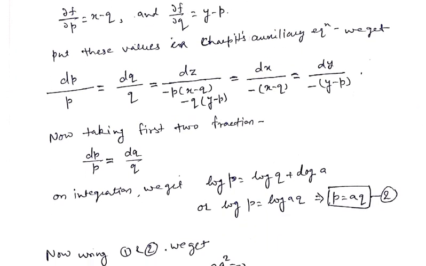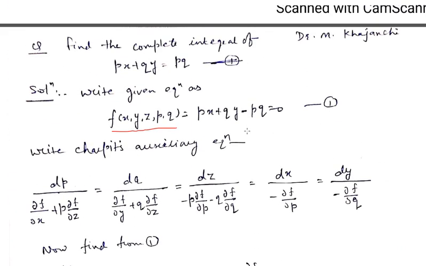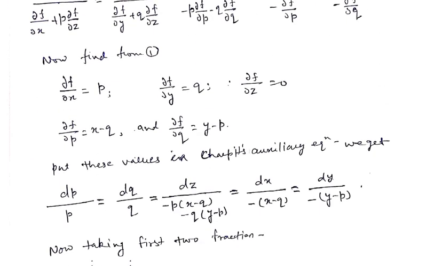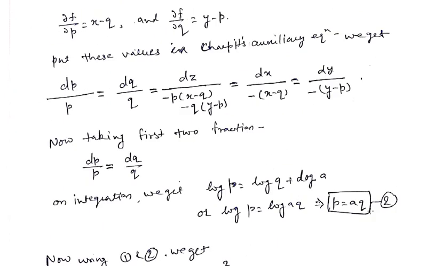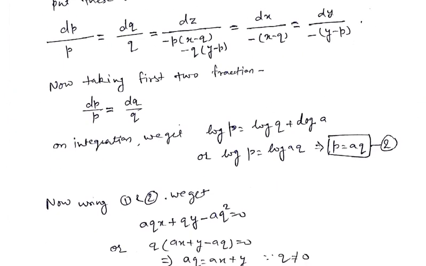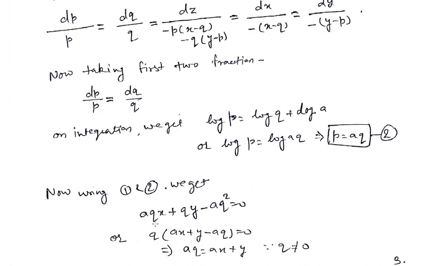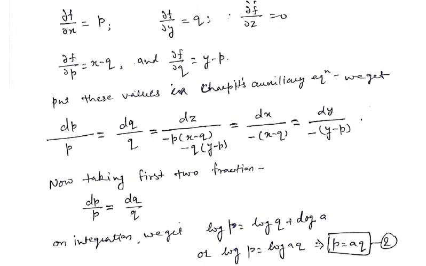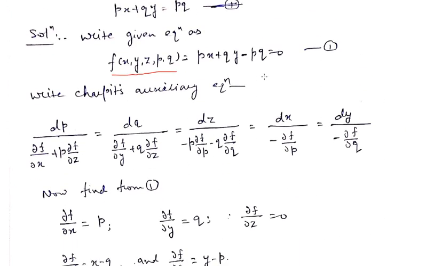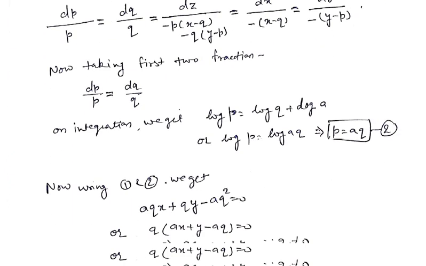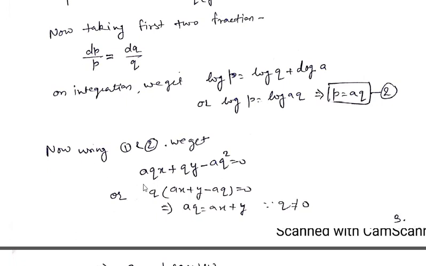And after that we will use this relation in the given equation, say f. So putting p equals aq in equation number 1, we get aqx plus qy minus aq square. Here p is aq. We put p equals aq, so it becomes aqx, qy as it is, then minus aq square. So f equals 0 gives us this equation.